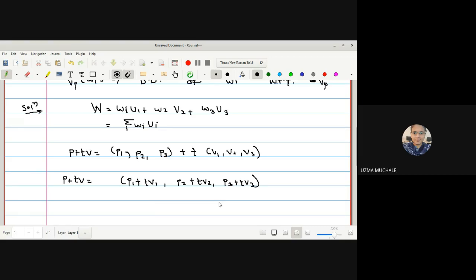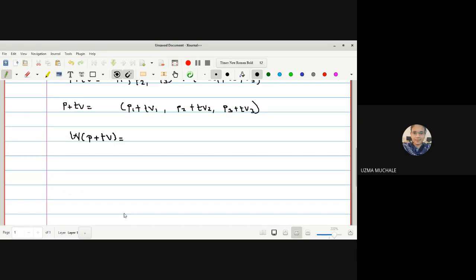So now what is the next part? We have to find out firstly W of P plus TV, just like we have done for the example. Those who remember, we have solved the example. Similarly, we have to solve this theorem also. Okay. First find P plus TV, then find W of P plus TV. Okay, what will be W of P plus TV? Knowing that W is equal to W1 U1 plus W2 U2 plus W3 U3.